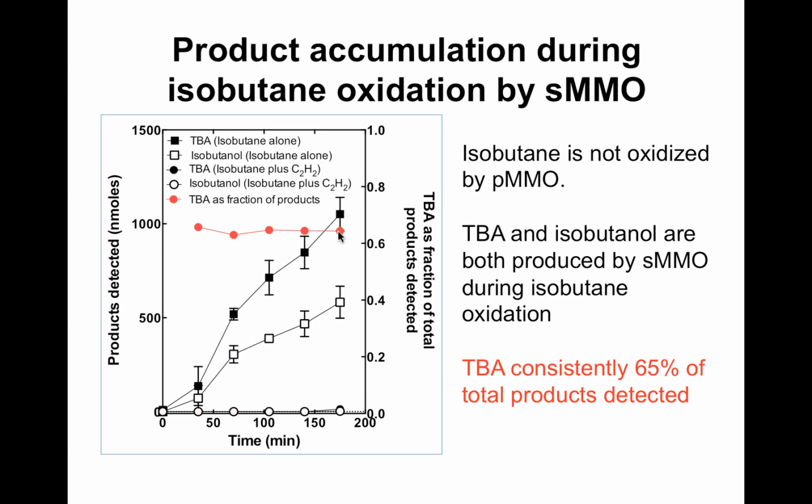So these organisms are quite happy growing on methane. You give them a small amount of isobutane. They will convert it very, very readily, either into tertiary butyl alcohol or isobutanol, and they do this at a pretty rapid rate, and with a consistent stoichiometry. We do find that this reaction only occurs with SMMO. We have not seen any activity with PMMO. So in many ways, it reflects what we see with MTBE oxidation as well.